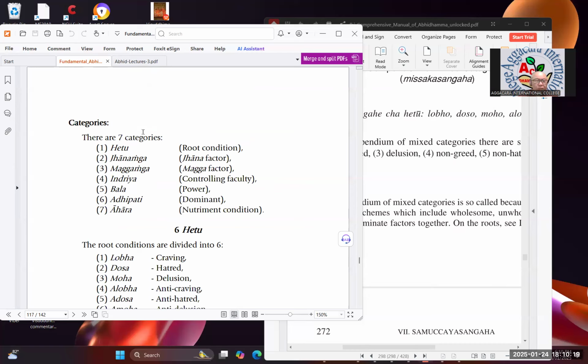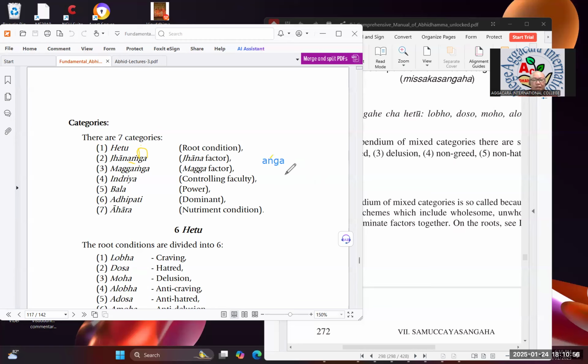So you can see there's an M with a dot here, but there are a few ways to write. Another way is just to put the N with the dot above, which is a more standard form. So if you have a printout, you can just change it yourself. Hetu, Jhana, and Anga. Anga is factor. So A-N-G-A with the dot above.